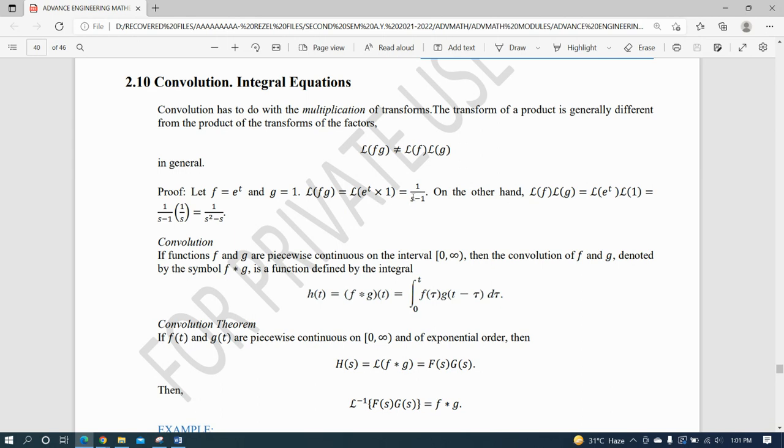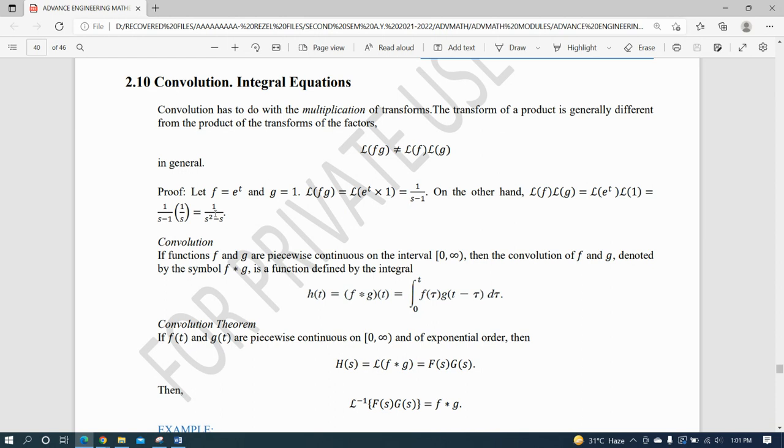On the other hand, if you get the Laplace transform of f multiplied by the Laplace transform of g, the result is simply equal to 1 over s minus 1 times 1 over s. So, bakit? Kasi Laplace of e raised to t is 1 over s minus 1 and Laplace transform of 1 is simply 1 over s. And your final answer now for this is 1 over s squared minus s.